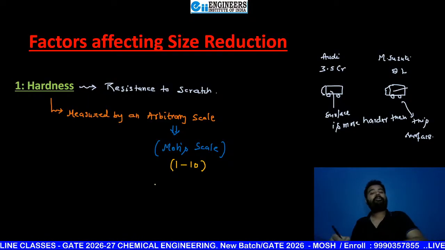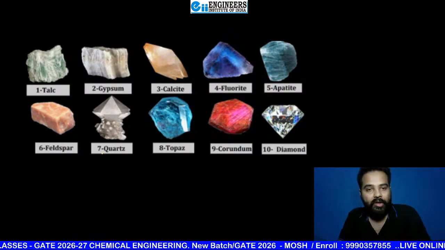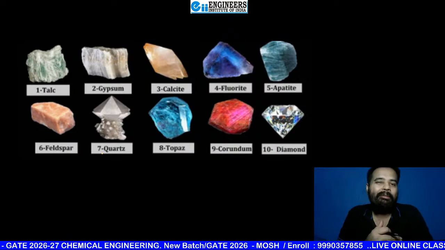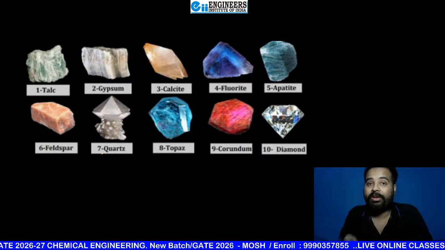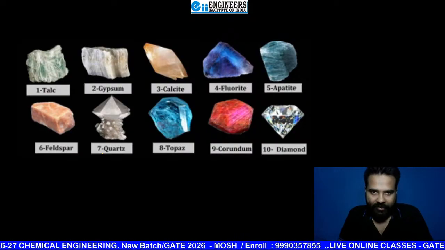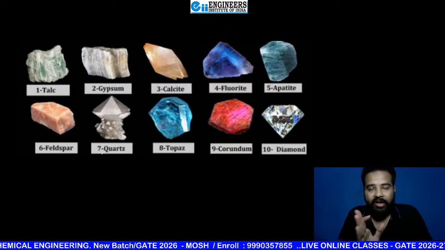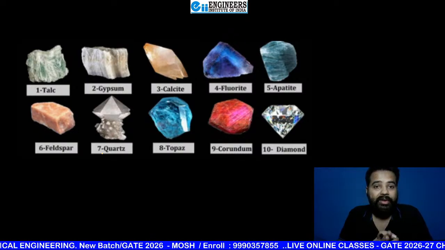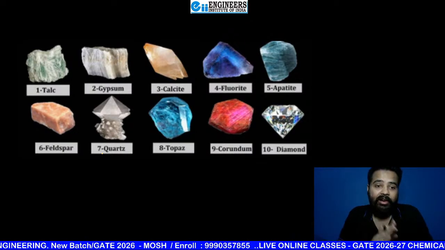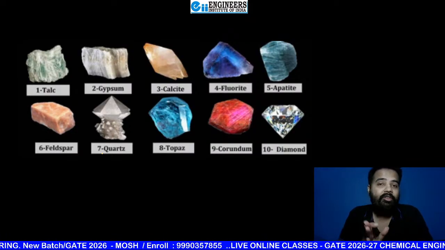Okay, for that purpose 10 standard materials are used, just in order to compare the hardness of your material with that standard material. If it matches talc in resistance ability, then its hardness is 1. Gypsum 2, calcite 3, fluorite 4, apatite 5, feldspar 6, quartz 7, topaz 8, corundum 9, diamond 10.